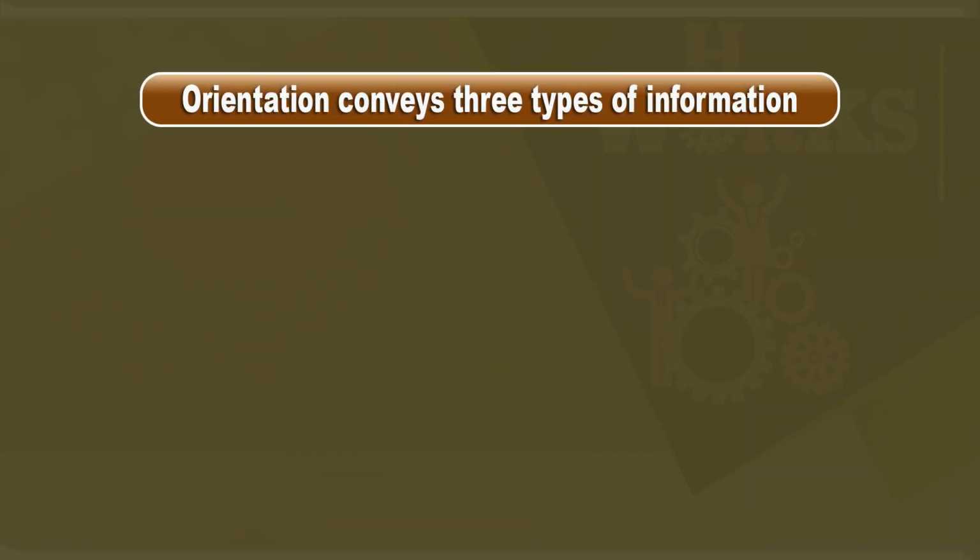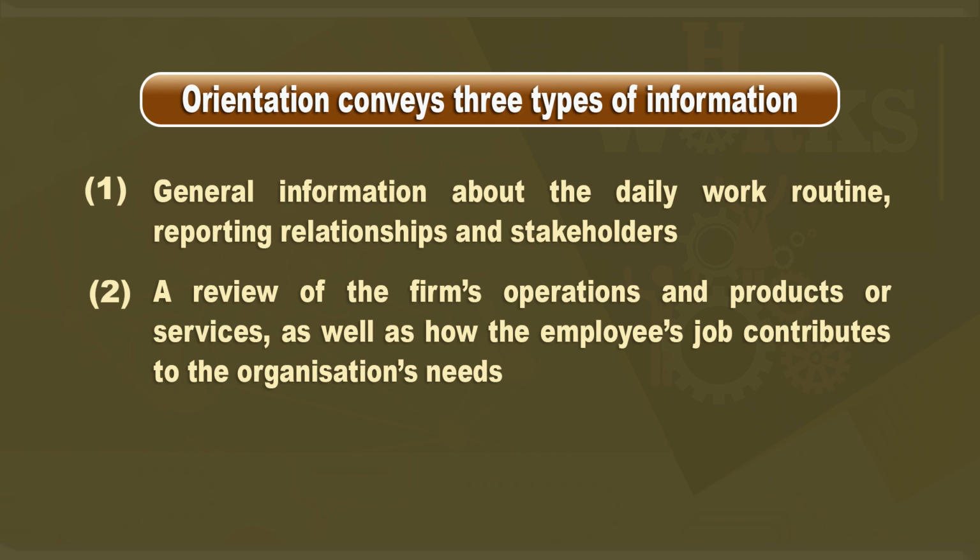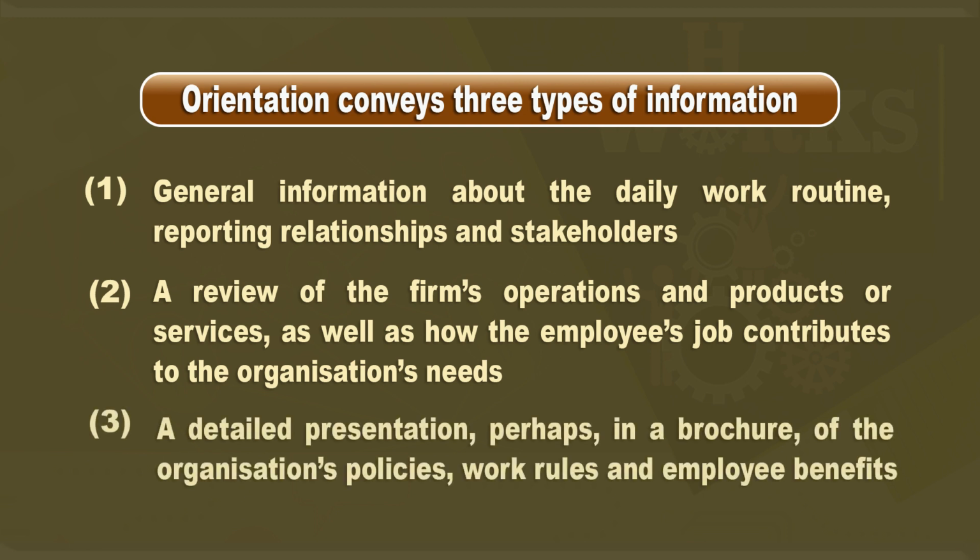Typically, orientation conveys three types of information. One is general information about daily work routine, reporting relationships, and stakeholders. Second is a review of the firm's operations and products or services, as well as how the employee's job contributes to the organization's needs. Third is a detailed presentation, perhaps in a brochure, of the organization's policies, work rules, and employee benefits.